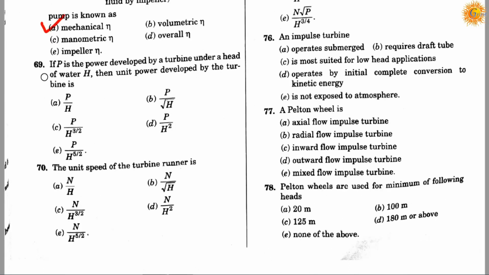Question number 69. If P is the power developed by a turbine under a head of water capital H, then unit power developed by the turbine is: option A, P upon H; option B, P upon under root H; option C, P upon H power 3 by 2; option D, P divided by H square; and option E is P divided by H power 5 by 2. Correct answer is C. It means P divided by H power 3 by 2.